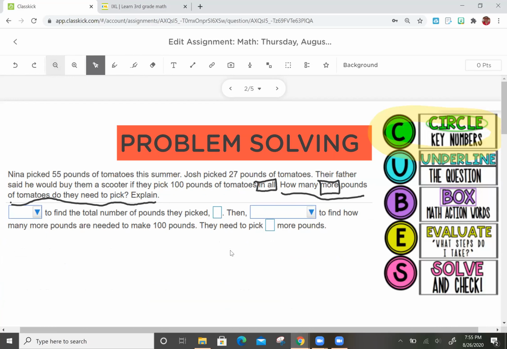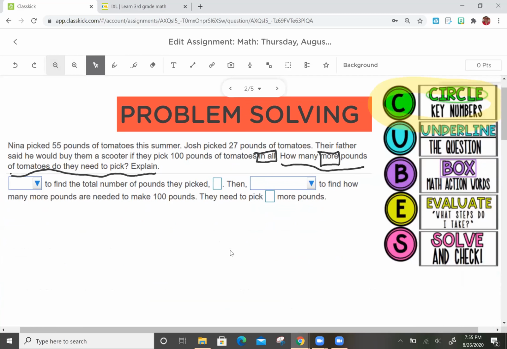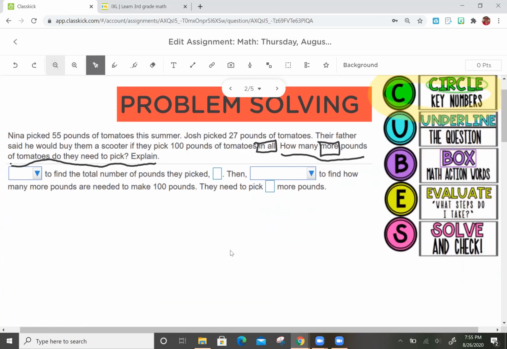Then we move on to B. Box math, oh sorry, we just did that. Then we move to E. Evaluate, what steps do I take? So we can draw a picture when we are doing the evaluation stage to help us understand what the problem is. We can also write out a number sentence. Now in this problem, they kind of gave us a sentence frame that we'll have to fill in. So let's read through it and see if we can help fill in some of the numbers.